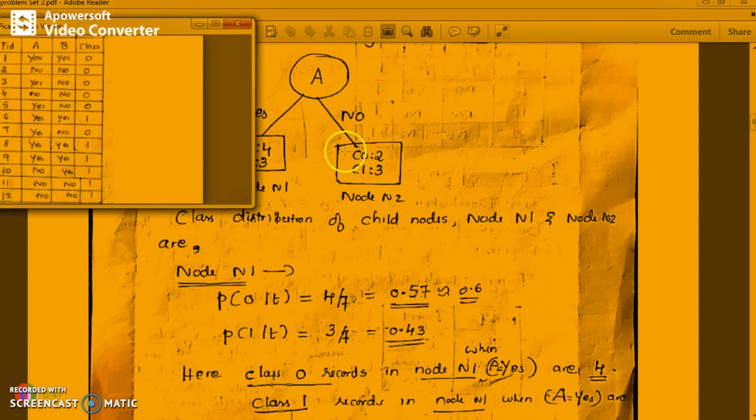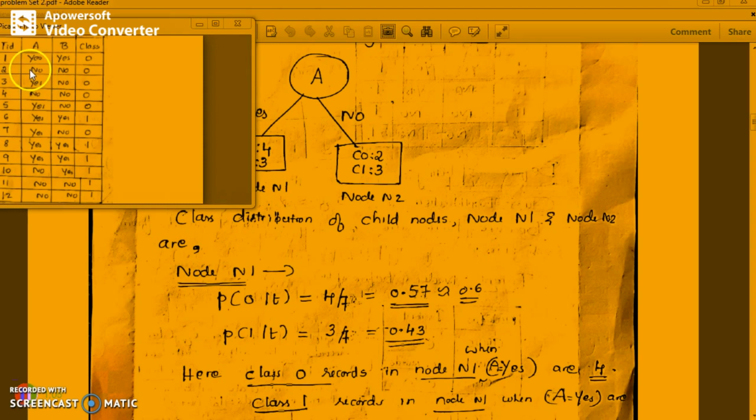And just see only those records where attribute value A is equal to no. So A is equal to no, how many records do you have in total? 1, 2, 3, 4, 5. There are a total of 5 records where A value is equal to no. Remember that. And out of those 5 records, how many records belong to class 0 and how many belong to class 1? So just you have to see that.